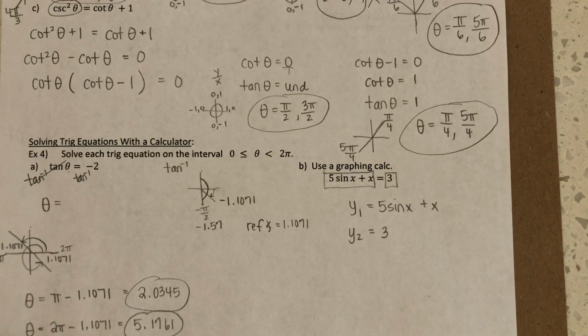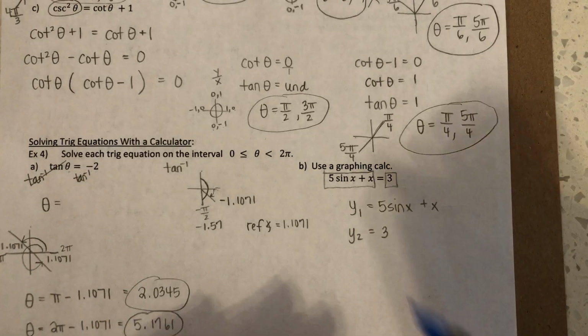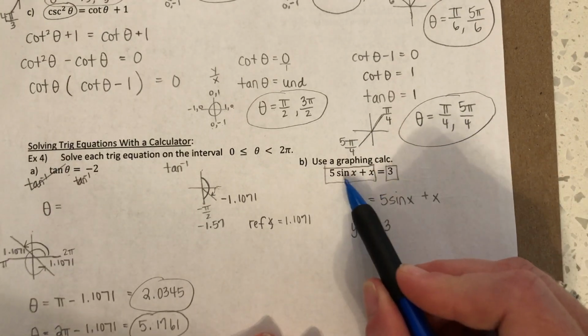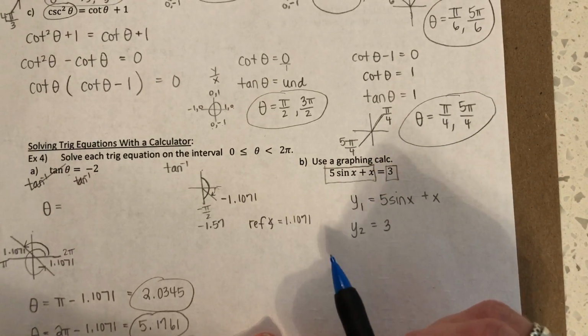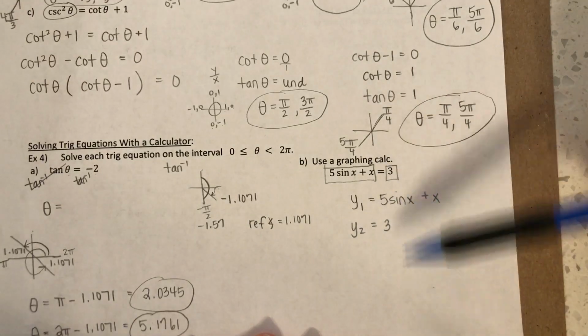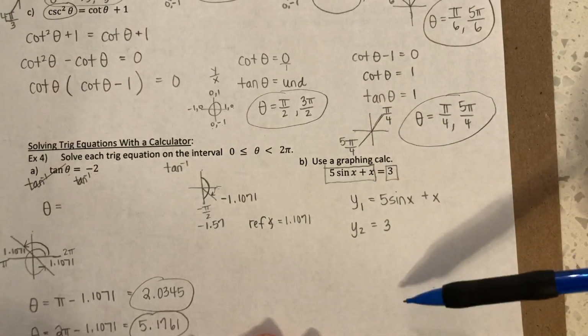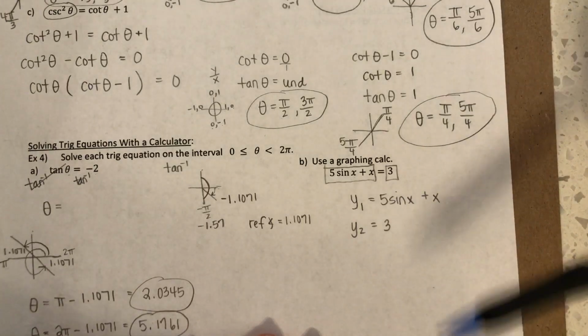Let me give you a little bit of programming. You're probably going to have to mess with the window in order to see the graph. You're dealing with the sine function, which has a period of 0 to 2 pi and an amplitude of 1. But this sine is being multiplied by 5, so that's definitely making the y values 5 times as big.